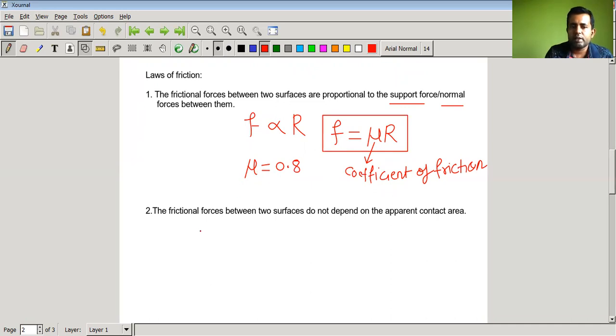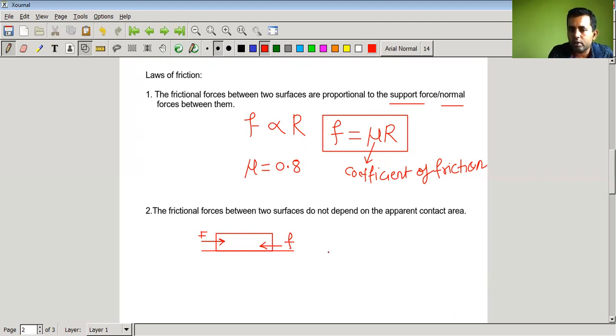The second point is that friction between two surfaces does not depend on the apparent area of contact. So that means that suppose I have a block kept on a surface. Let us draw it properly. Suppose I have a block kept over a surface like this. Fine. And you're going to apply force, and let us say it slides. So we all know that friction will operate. So friction will act in this direction.